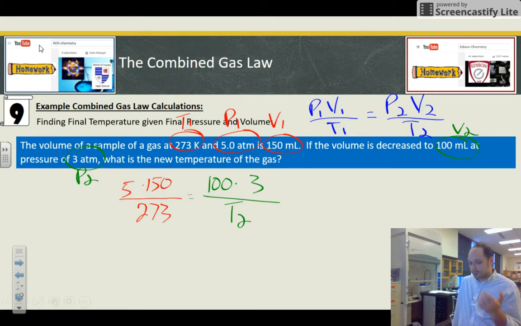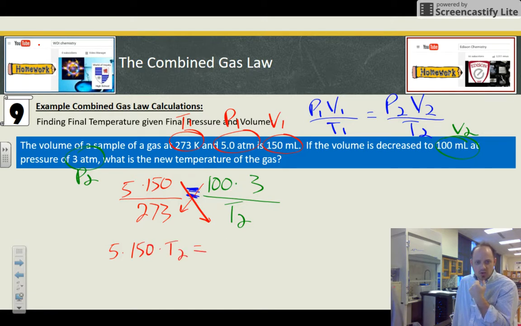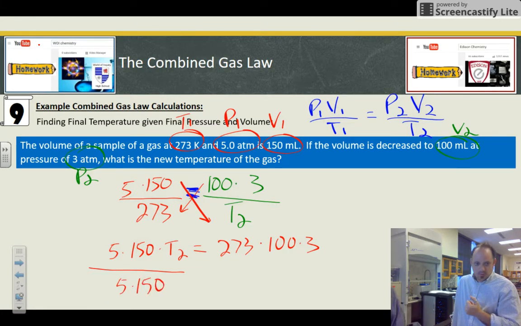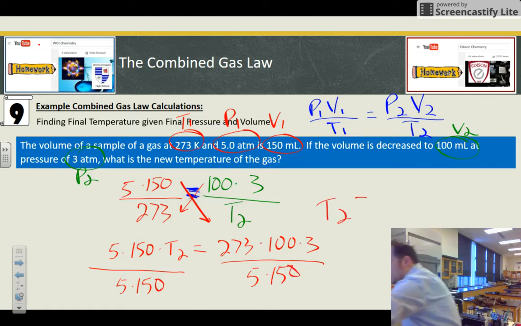Now, here's one piece. You guys can hear me over there. Now we have the equal sign, which we didn't have last unit. So now I can cross multiply. If I cross multiply, I'm going to have 5 times 150 times T2 equals 273 times 100 times 3. Now the order doesn't matter as long as you keep the right ones on the right sides. So to get T2 by itself, I'm going to divide both sides by 5 times 150. The 150 and 5 cancel out over here.